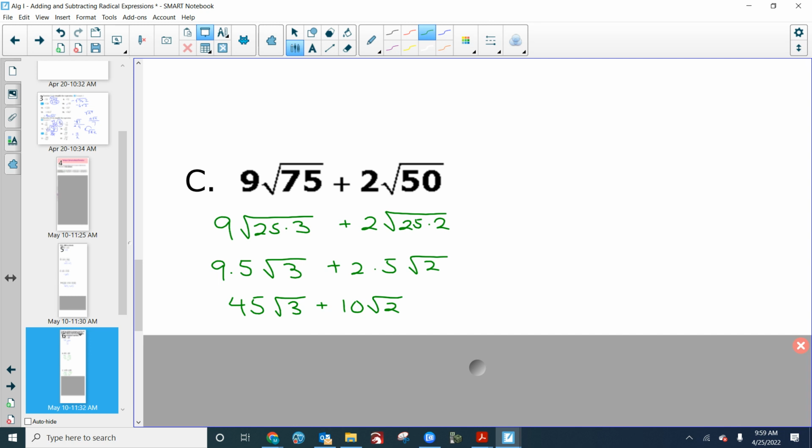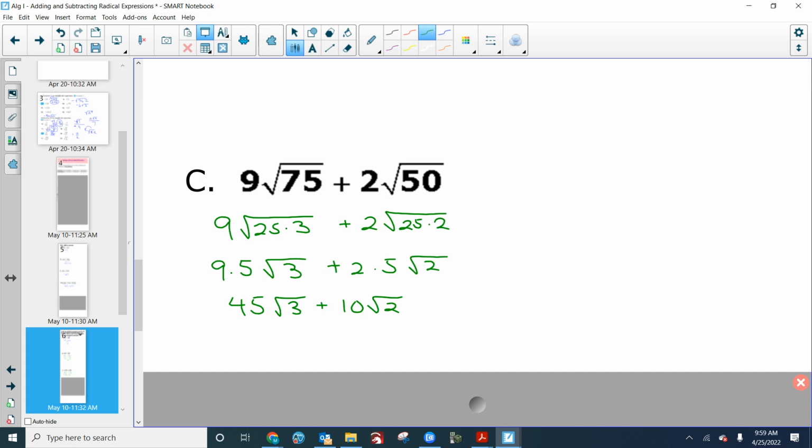How many of you got that? 45 radical 3 plus 10 radical 2. Your check mark should be, have I fully simplified both parts? Okay. Second step. Do I have like radicals? No. So can these be added? No. Your final answer is just simplifying the radicals because we can't combine them. You would just write that as your simplified answer. Does that make sense? Questions?